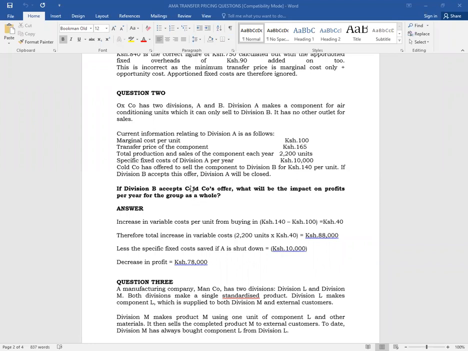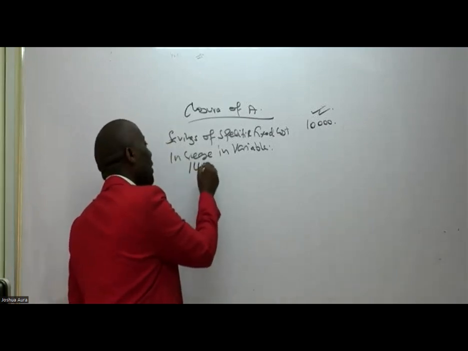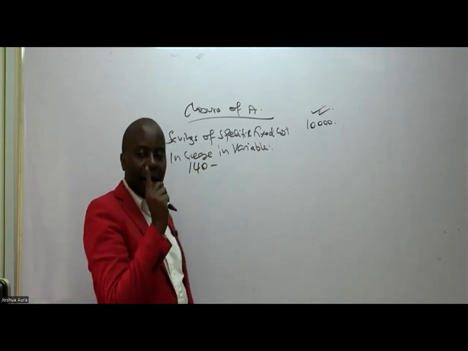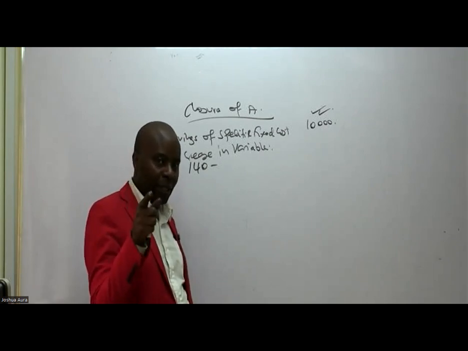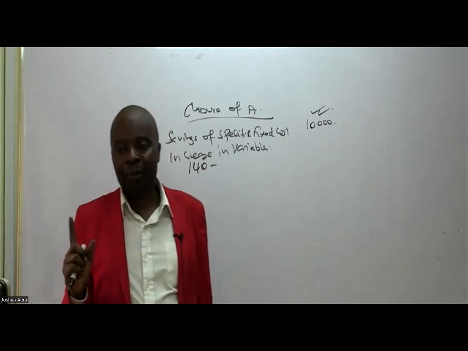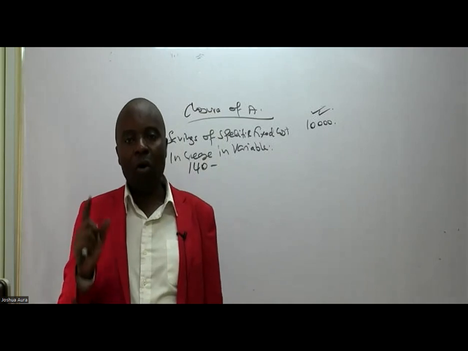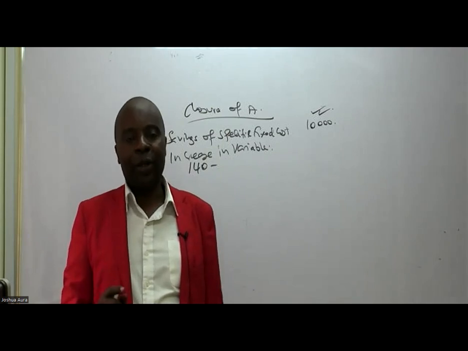We are told here that company Cold has offered to sell the component for how much at the moment? It's 140 per unit. Even Division B accepts this offer. So you can see these people are going to sell to us this particular product at 140. But remember the cost that we were asking to be paid by our sister department, that marginal cost. What was the marginal cost for us of producing this product by A? It was 100, thank you very much.